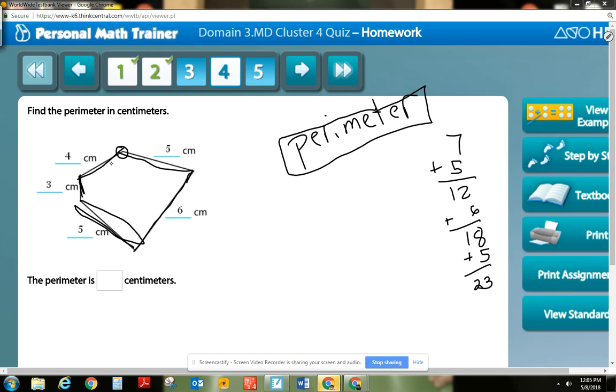is 23. Make sure that you are always marking where you start with the perimeter. It doesn't matter which vertex or which corner you start at, but make sure you mark it. So our perimeter is 23.